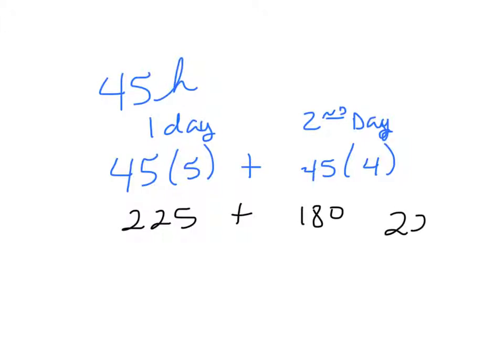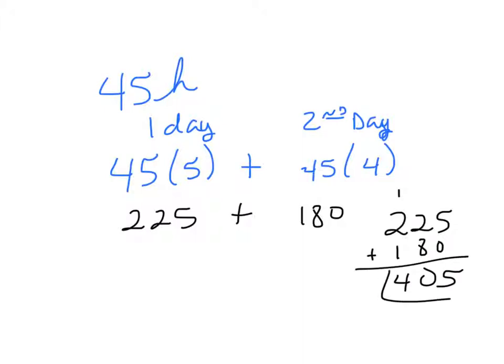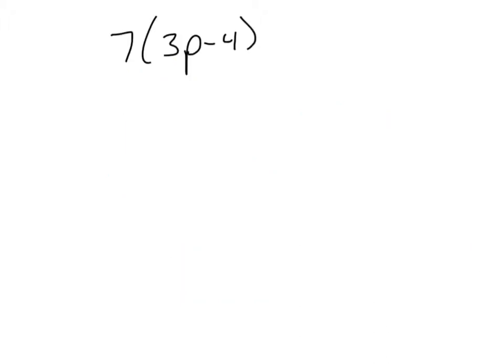When you add the two, you can stack them if you'd like. So that's 5, 0, carry 1, 2, 3, 4. So that's 405. So basically the question is, how far did they go? Well, they went 405 miles. Always put your unit of measurement.